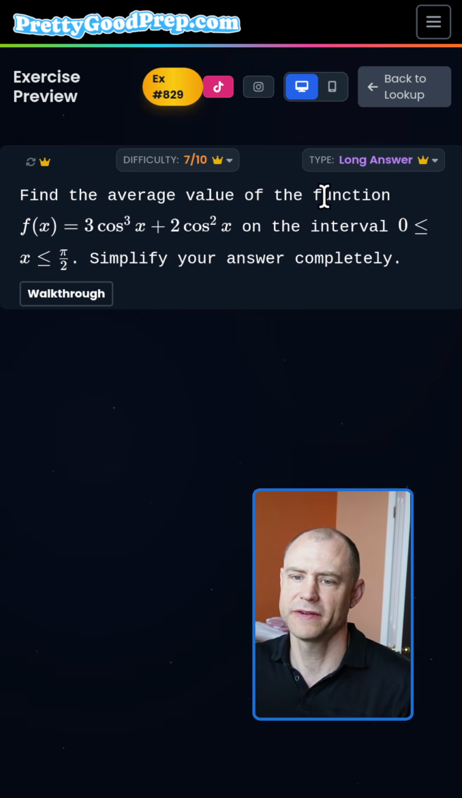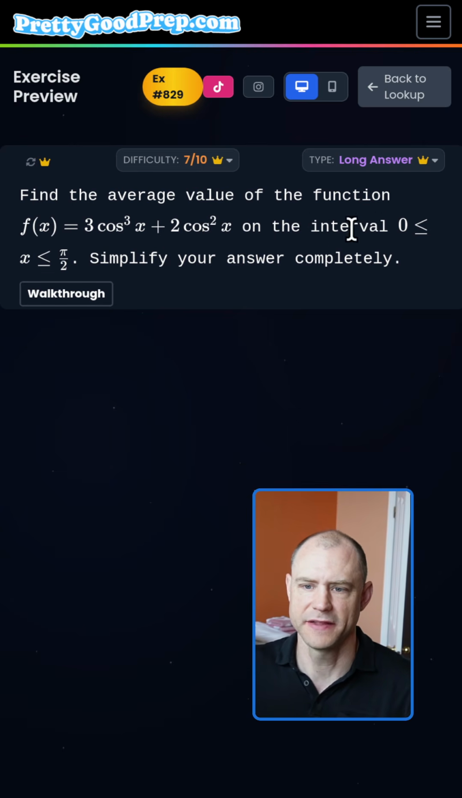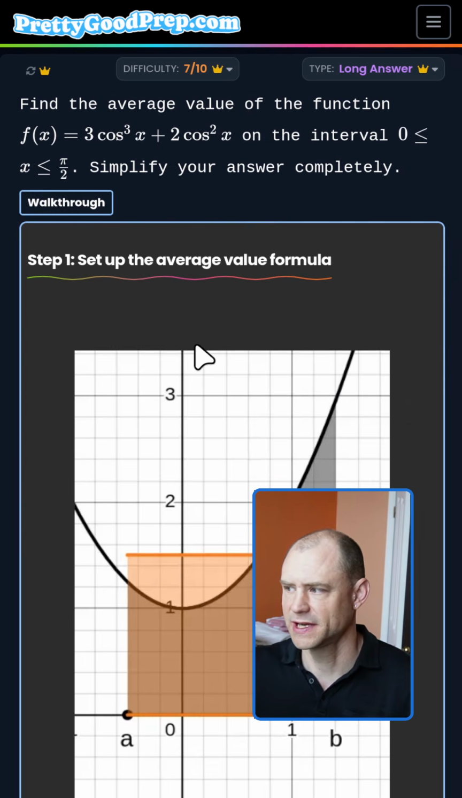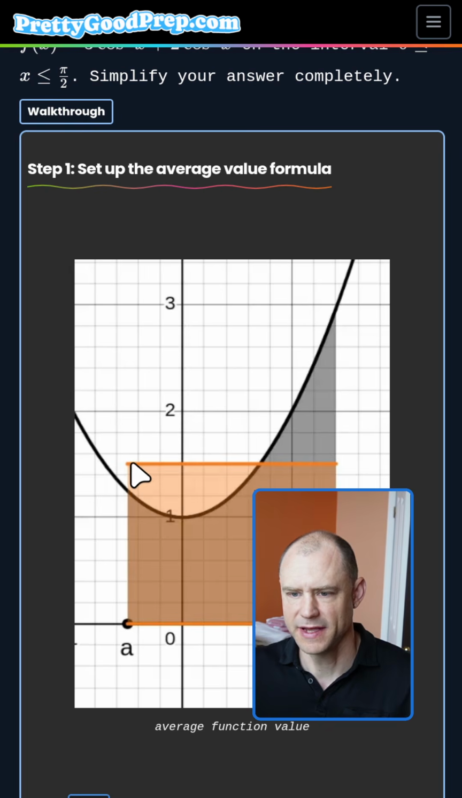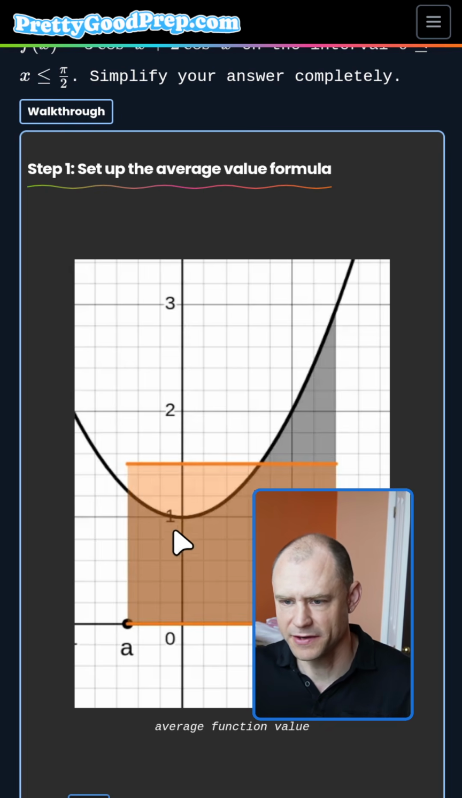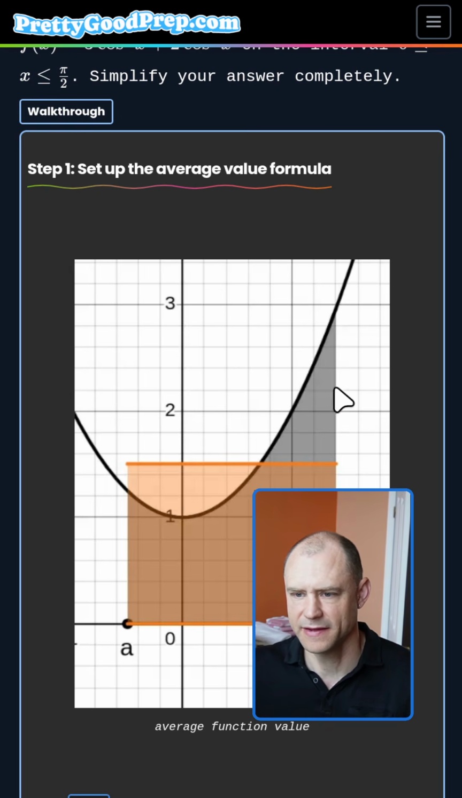Find the average value of a function. Here's our function on this interval. Simplify your answer completely. So the first thing is, of course, understanding what we are even talking about. This is just a random function here, just so I can demonstrate from A to B, okay? So if we take the area under, that's this gray thing, ignore the orange for right now.